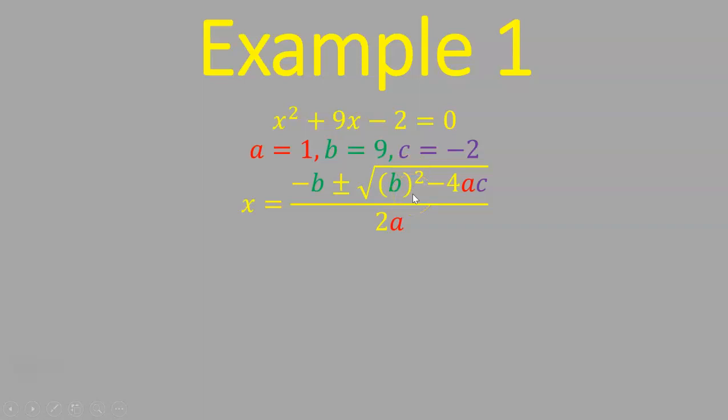The biggest mistake I see is when you have a negative B, which is not the case for example 1, but when you have a negative B, if you neglect to put that in parentheses, you're going to be off by a negative sign. It's going to mess you up. It's going to mess up this part in here. So make sure you put B in parentheses.